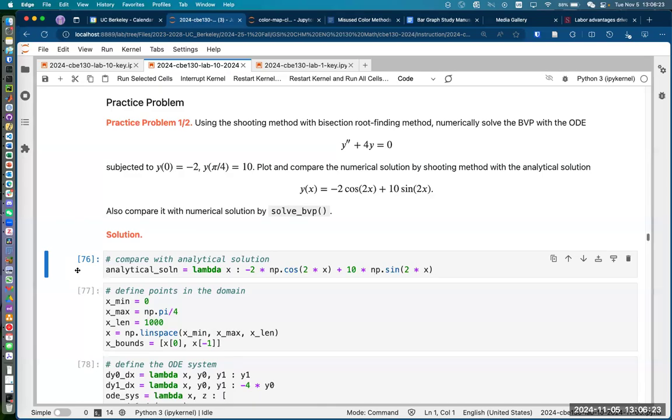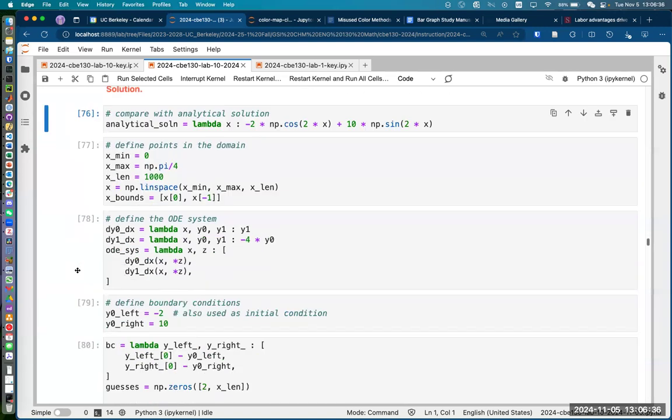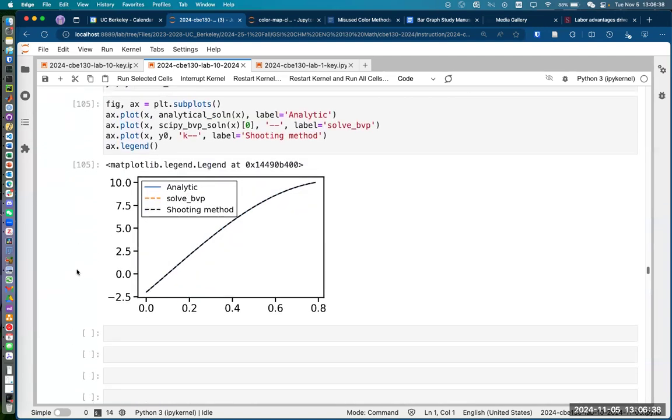How are we doing on the first practice problem? Finished? Okay, do I need to walk through it, or can we move on to the next section? See what your result looks like. It should match your analytic solution. The purpose of the analytic solution is for you to verify whether you did it correctly or not.